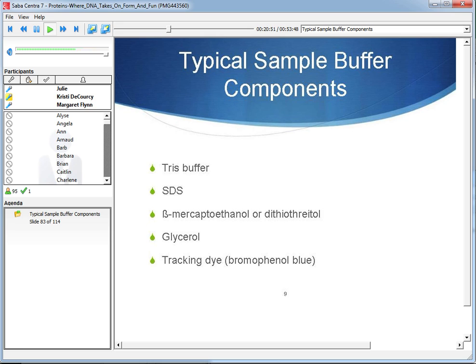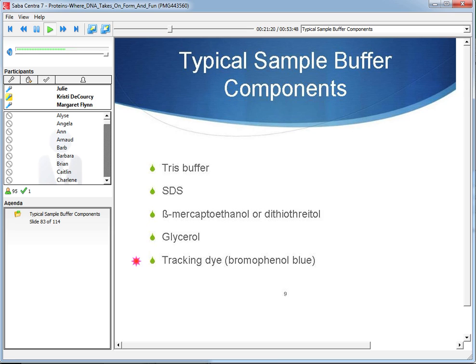All right, so what's in our sample buffer? Well, we've talked about most of these. There's a general buffer, Tris. We've talked about the detergent, a reducing agent, and then just like with DNA electrophoresis, there's going to be glycerol to make the sample denser than the buffer, so that the sample won't just float away into the buffer. It's going to stay in the well, and also a tracking dye. Usually the one we use for this is bromophenol blue.